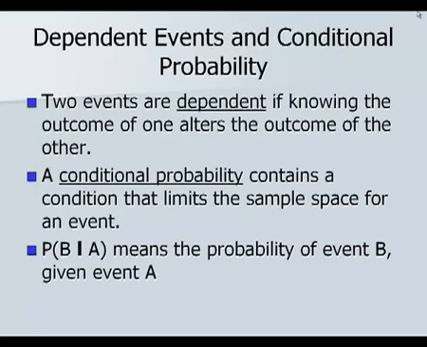These are occurring when we have dependent events. 2 events are dependent if knowing the outcome of one alters the outcome of another. A conditional probability contains the condition that limits the sample space for the event. The probability of B line A means the probability of event B given event A. That line stands for given. The one to the right of it, the A in this case, is the one that's given.